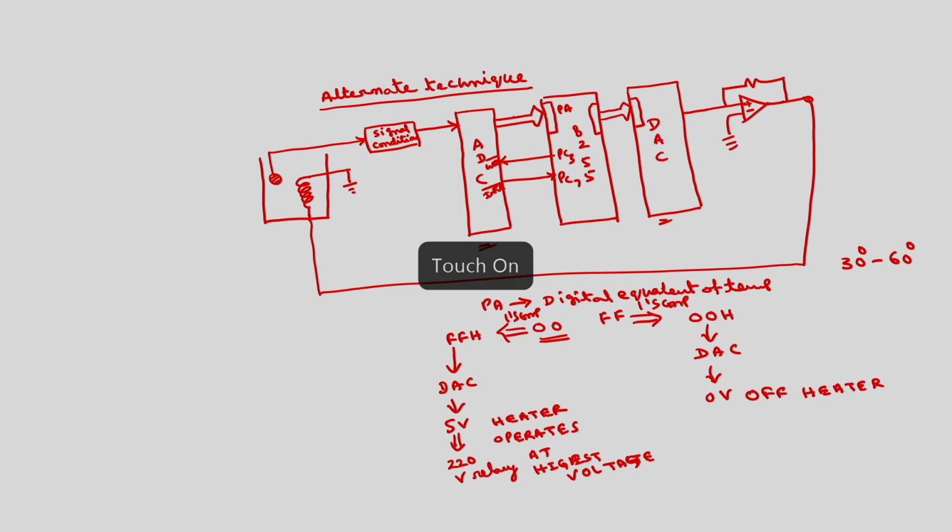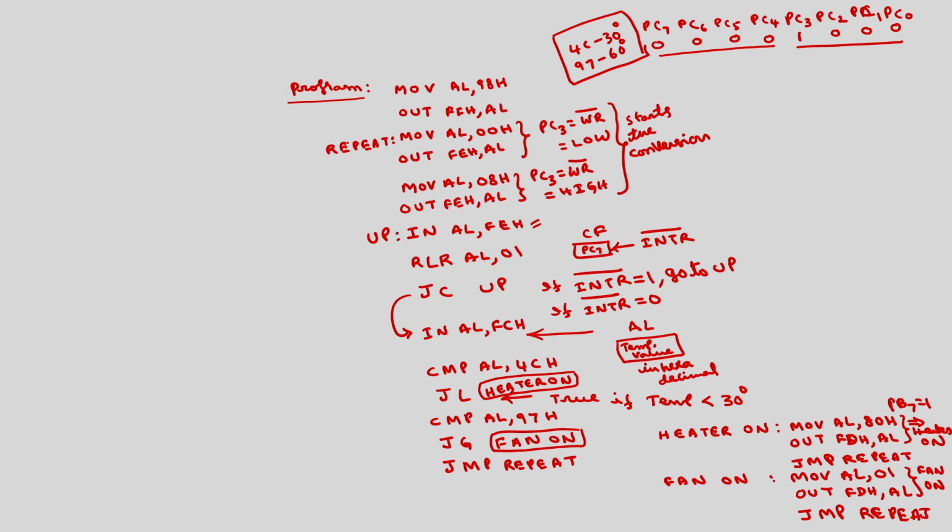So, you can write the program in a similar manner. The program is the previous program only. The only modification is here: after reading this temperature value in AL, you simply have to complement this value and give that value to the digital to analog converter. So, up to here it is the same. I am writing the remaining program. In AL you have to complement this value.